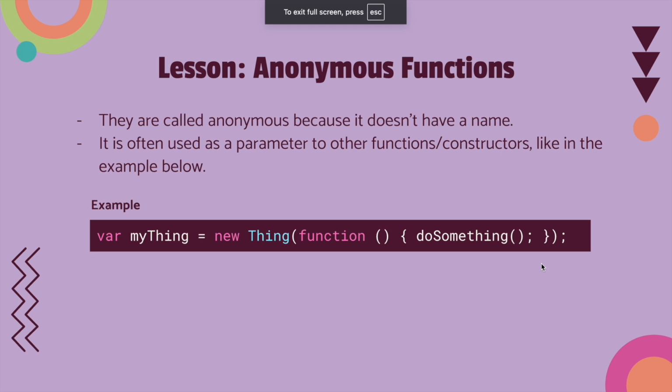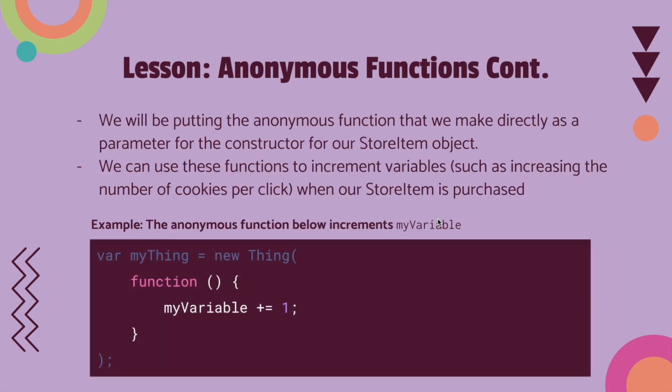So now we will be learning about anonymous functions. Anonymous functions are called anonymous because they don't have a name, and they're often used as parameters to other functions or constructors. So over here, for example, I'm passing this anonymous function in to a constructor to make an object. We'll be putting the anonymous function that we make directly as a parameter for the constructor for our store item object.